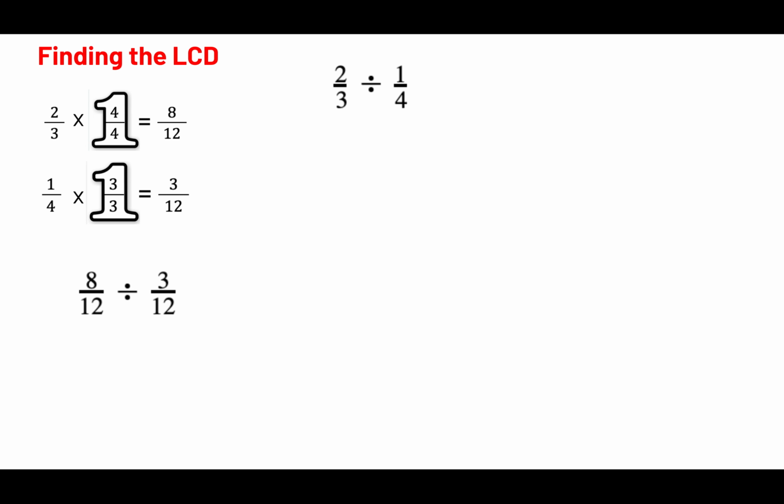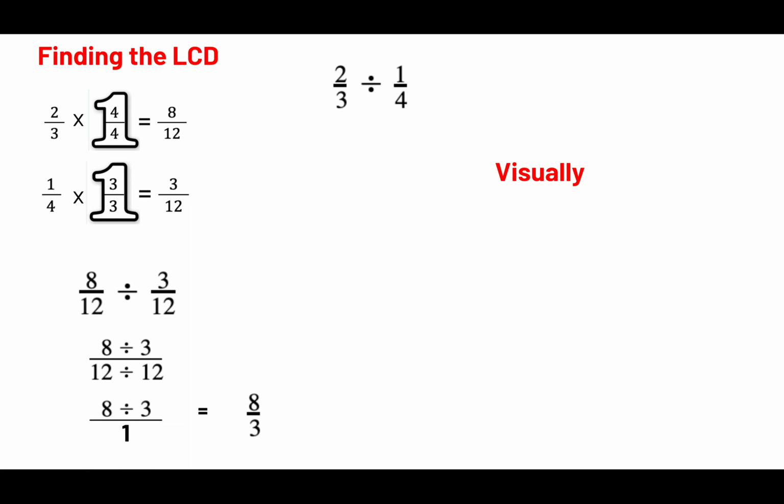Again, we're going to put our numerators together and our denominators together. There we go: 8 divided by 3 and 12 divided by 12. Again, 12 divided by 12 is 1, so 8 divided by 3 can be written as 8/3.